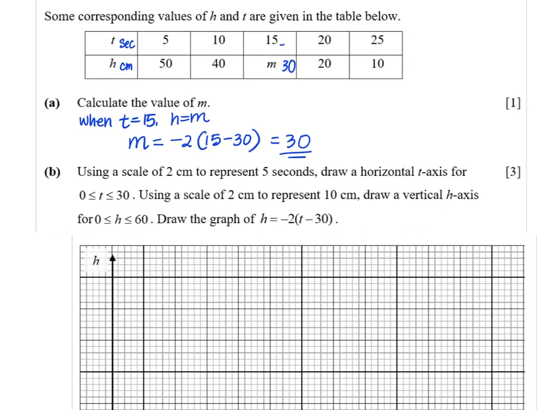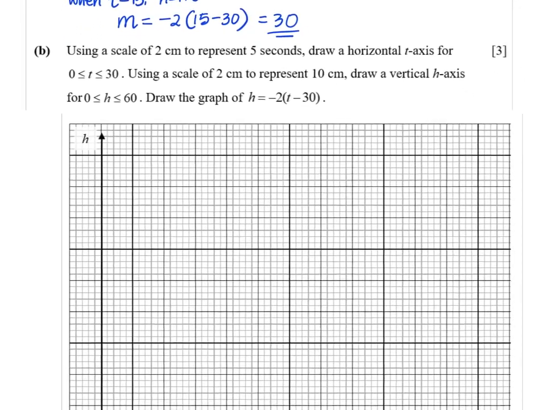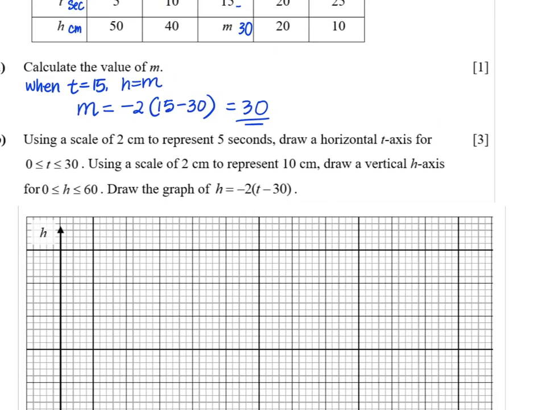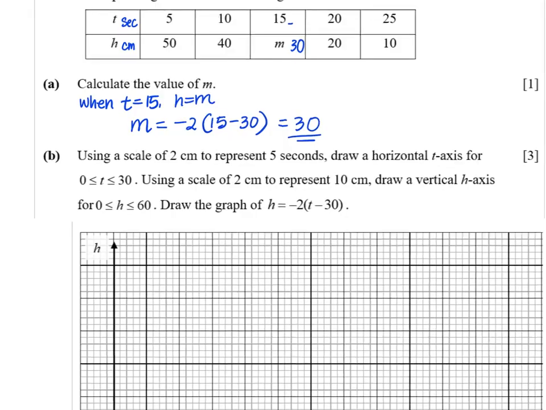For me, because when I took a screenshot of this whole thing, the scale changes a little bit, and in my video I'm not able to measure for you using my ruler the actual cm, but we do know on a normal graph paper, 10 small squares represent 2 cm. Okay, 5 small squares represent 1 cm. So if they want to have a scale of 2 cm to represent 5 seconds on a horizontal t-axis for 0 to 30, so what do I need?